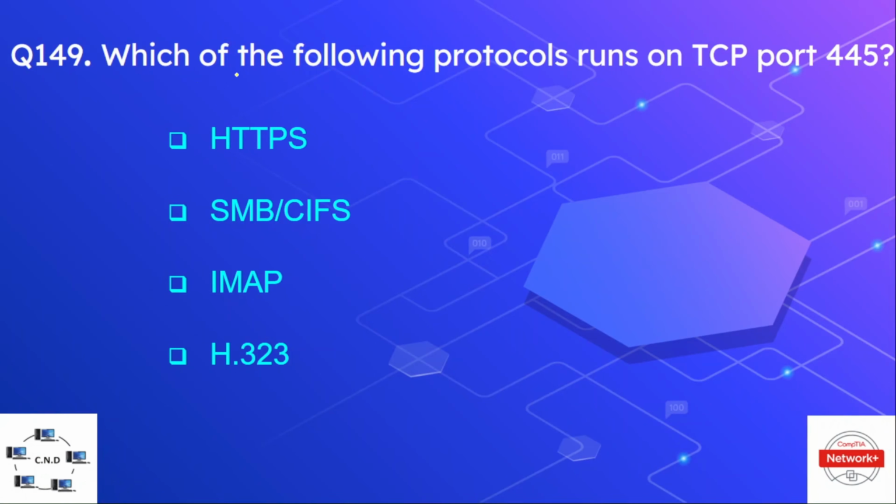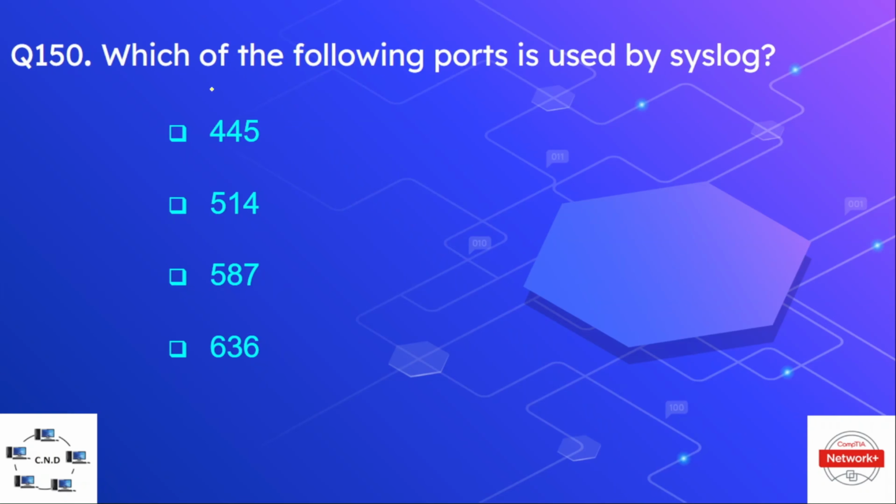Question number 149 is which of the following protocols run on TCP port 445? And the options are HTTPS, SMB/CIFS, IMAP or H.323. And the correct option is SMB/CIFS. Question number 150 is which of the following ports is used by syslog? And the options are 445, 514, 587 and 636. And the correct option is 514.